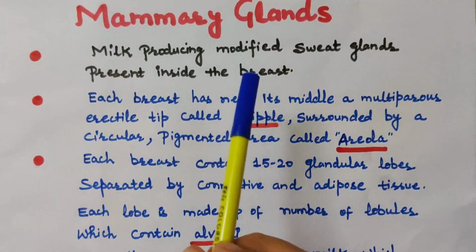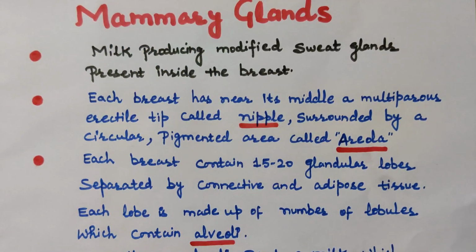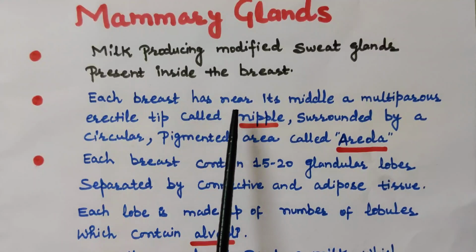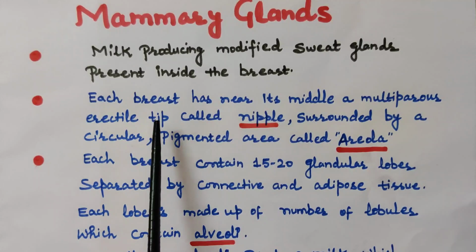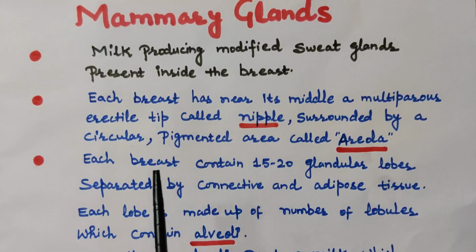Okay, so important points, again I am repeating. Mammary gland is a milk producing modified sweat gland. It is present inside the breast, and each breast has near its middle a multiporous erectile tip called nipple, which is surrounded by a circular pigmented area called areola. Each breast from inside is divided into 15 to 20 glandular lobes. Each lobe is separated from another with the help of connective and adipose tissue. Each lobe is made up of a number of lobules, and inside the lobules are alveoli which produce milk. Cells of alveoli produce milk, which is stored in the lumen of alveoli.